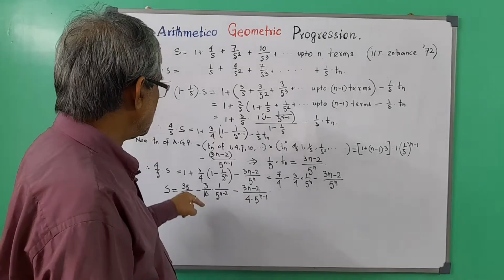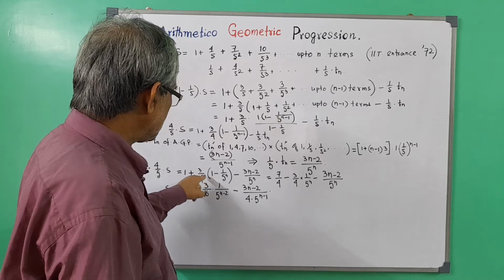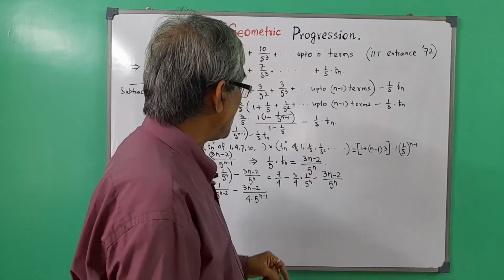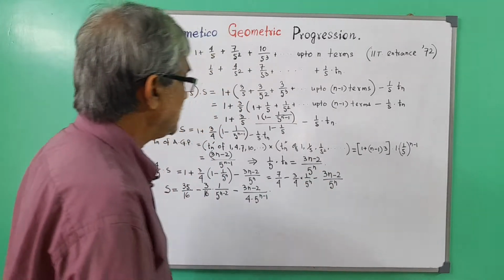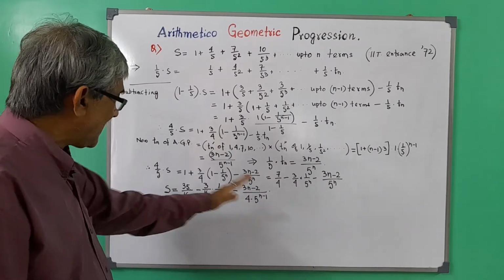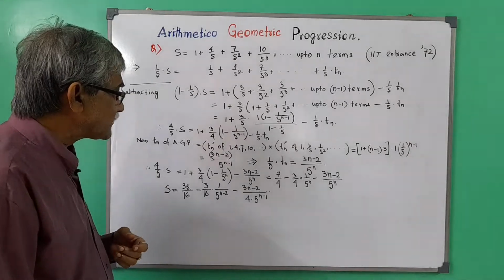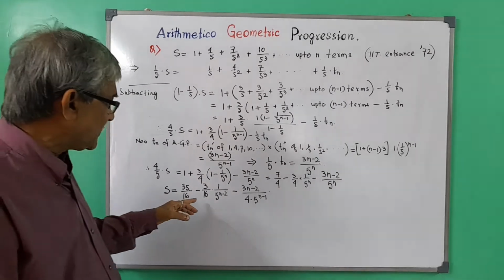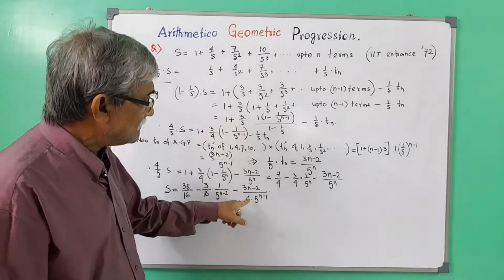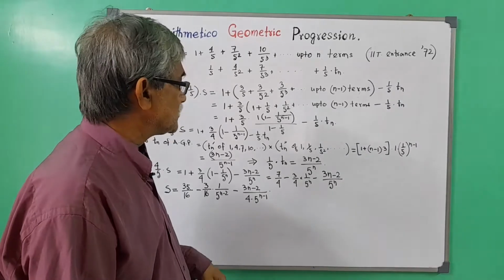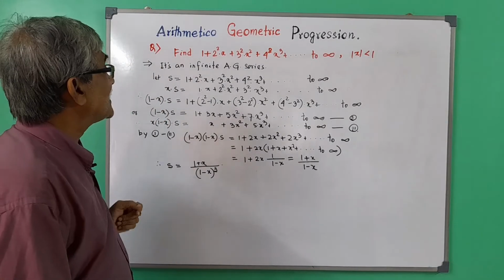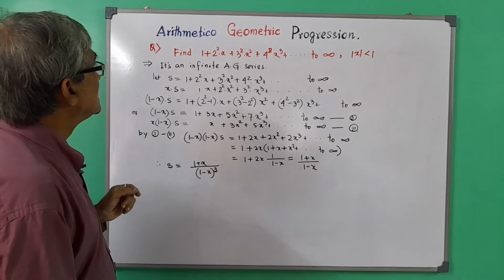So you see, now it becomes 4 by 5 S is equal to 1 plus, simplified, 3 by 4 into 1 minus 1 by 5 to the power n, minus 3n minus 2 upon 5 to the power n. That equals 1 plus 3 by 4, which is 7 by 4, minus 3 by 4 into 1 by 5 to the power n, and here it is as before, 3n minus 2 upon 5 to the power n. Just plug it in. Therefore, S is equal to, we have to divide both sides by 4 by 5. Therefore, it becomes 35 by 16 minus 3 by 16 into 1 by 5 to the power n minus 1, minus 3n minus 2 upon 4 into 5 to the power n.